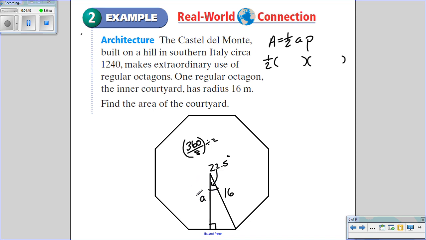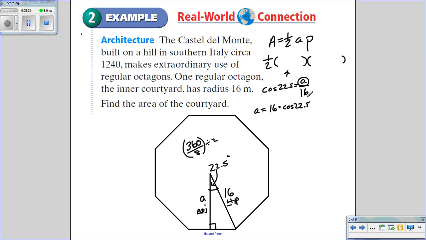So the first thing I'm going to find here is the apothem. So I'm going to find this apothem right here. And the two sides involved here would be the adjacent, and this would be the hypotenuse. Now, AH in our SOHCAHTOA lesson was cosine. So we're going to take cosine of the angle 22.5, and that's going to equal the adjacent leg over the hypotenuse. Now, in this case, our variable's on top, so our apothem is going to simply be 16 times cosine 22.5.